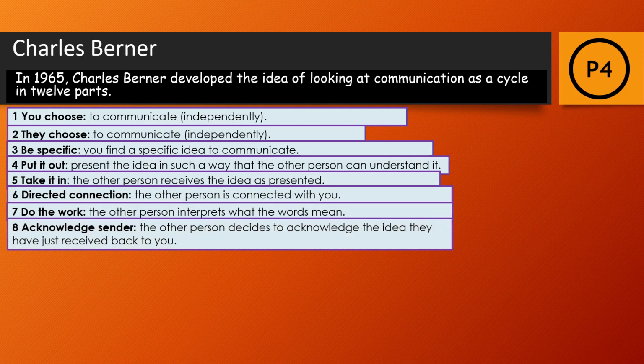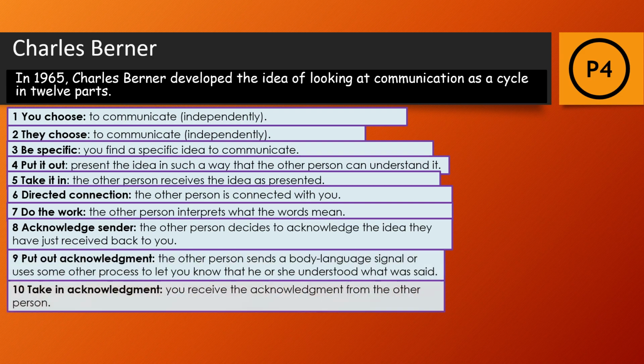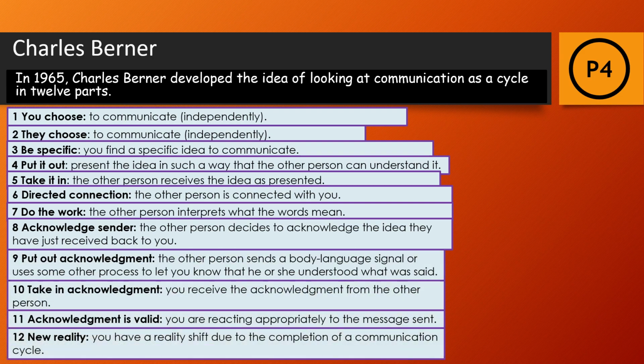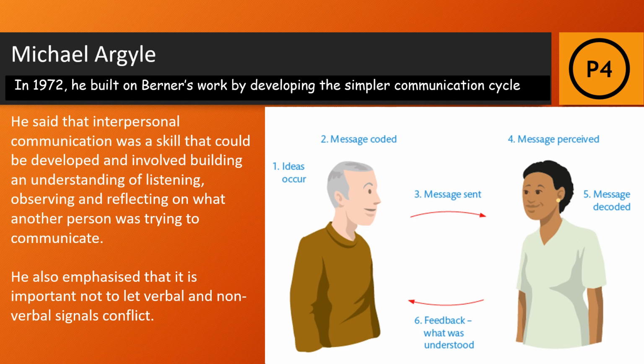So Charles Berner is a communication thinker, and he talked about how communication had 12 steps, the idea being that someone will communicate, they will choose who to communicate to, and it's about how you would present information, and the recipient receives it. He's talking about a communication cycle, and this is about how information is passed from one person to the next. Now I'm going to come back to this in a second, because I think this argument by Michael Argyle is a development of Berner's work, and actually I think it's easier because it has a diagram.